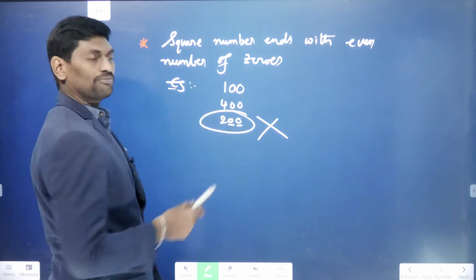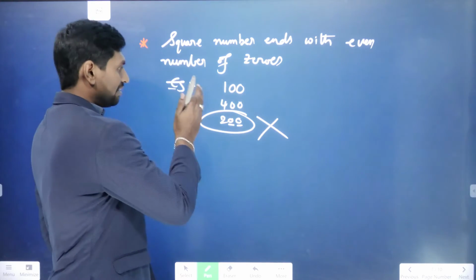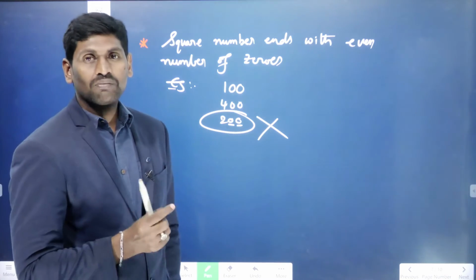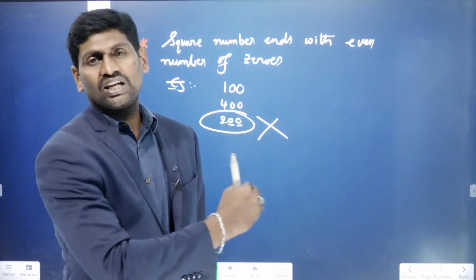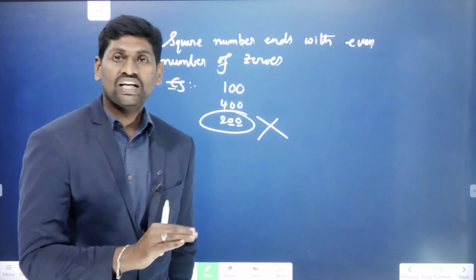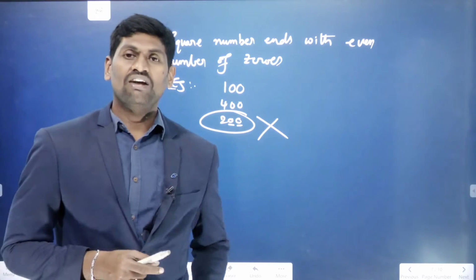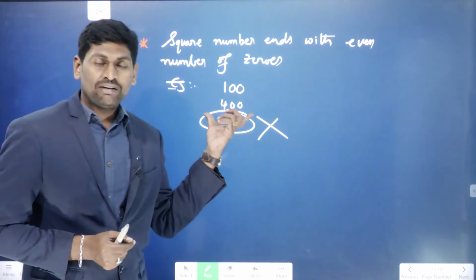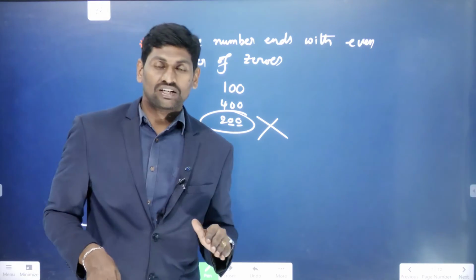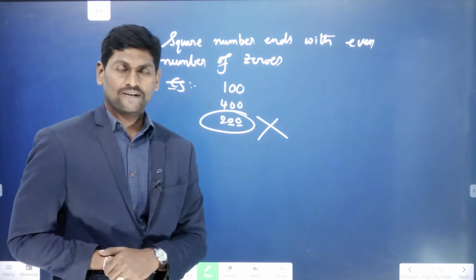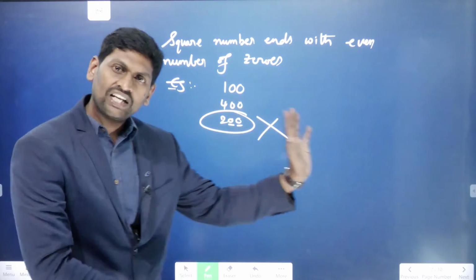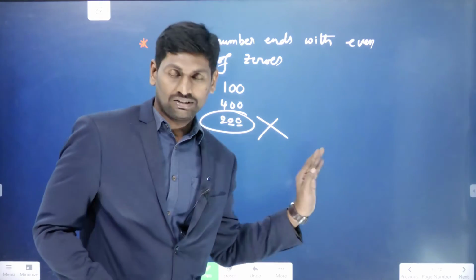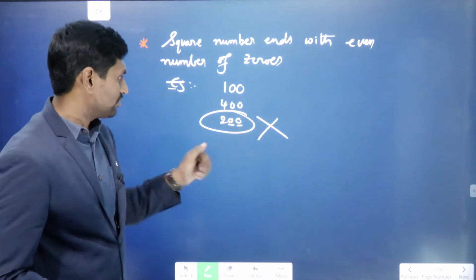Then how can you say this property, sir? I said that the numbers which end with zeros must have an even number of zeros. But here you should understand that every number which ends with an even number of zeros need not be a square. Every square number ends with an even number of zeros, but every number that ends with an even number of zeros need not be a square. That is the converse. If it is a square number, it definitely ends with an even number of zeros. But ending with an even number of zeros does not mean it is a square number. That you should understand. Okay?